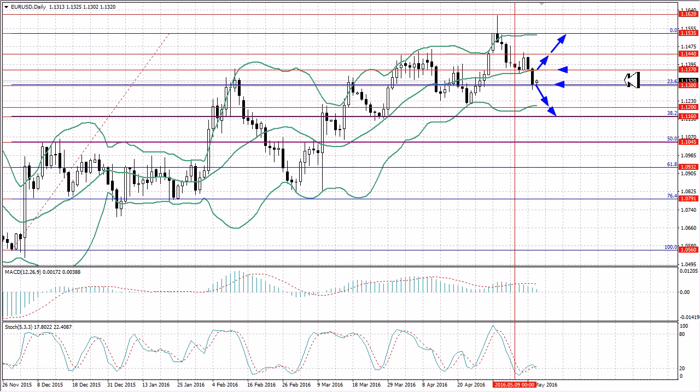Technical indicators suggest a fall in the price. The MACD histogram is in the positive zone and its volumes are falling. Stochastic lines are crossing over and turning down. At present, short positions can be opened below the level of 1.1300 with targets at 1.1200 and 1.1160. Long positions can be opened above the level of 1.1370 with targets at 1.1440 and 1.1535.